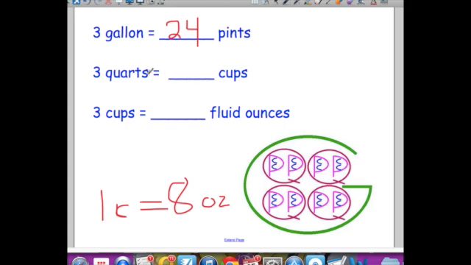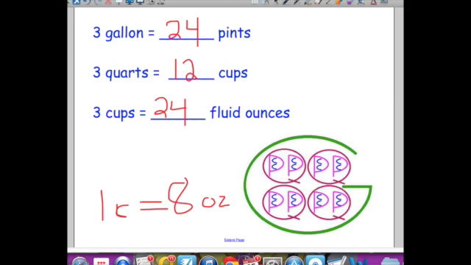Okay, you're back. So 3 quarts is how many cups? Well, if I look into 1 quart, I have 1, 2, 3, 4 cups in there. So if I have 3 groups of 4, that's going to be 12. Next, I have 3 cups is how many fluid ounces? Well, down here I have 1 cup is 8 fluid ounces. So if I have 3 groups of 8, I'm going to have 24 fluid ounces.